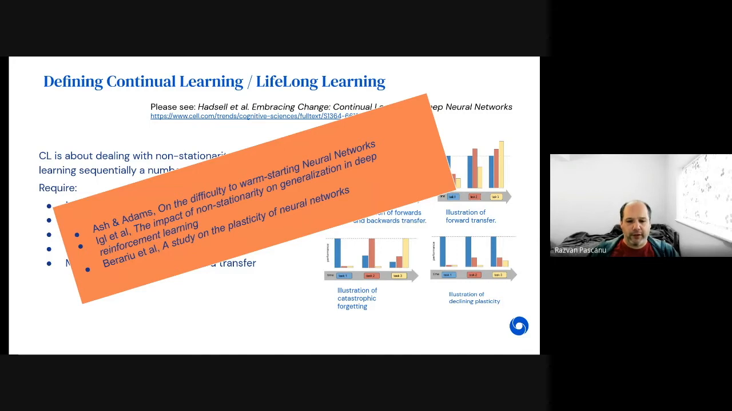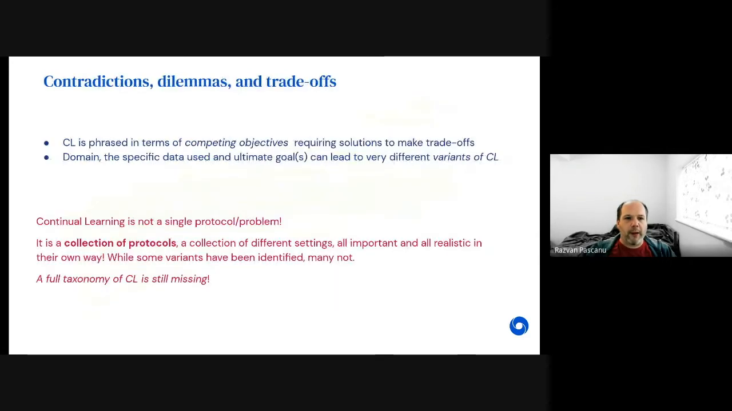Coming back to the overall definition. Another issue, unfortunately, is that in practice, neither the protocol nor the requirements for a solution are really fixed or unique. We can see a lot of variations and variants of continual learning protocols. This is because continual learning is phrased in terms of competing objectives that require certain trade-offs to be made. And unfortunately, these trade-offs do not only depend on what we are hoping to achieve, but also on the domain and data that we use. To summarize this in one sentence, there is no one continual learning problem, but rather a collection of problems or settings, neither less important nor less realistic.